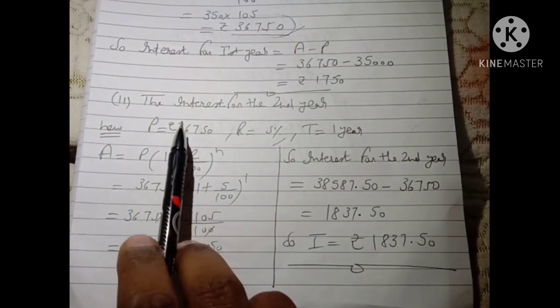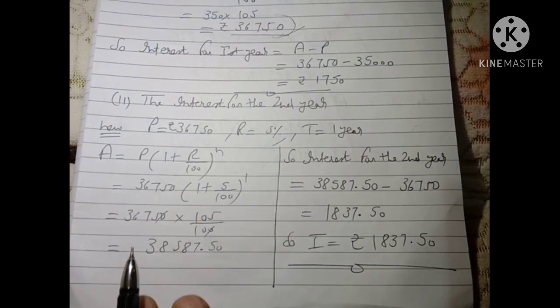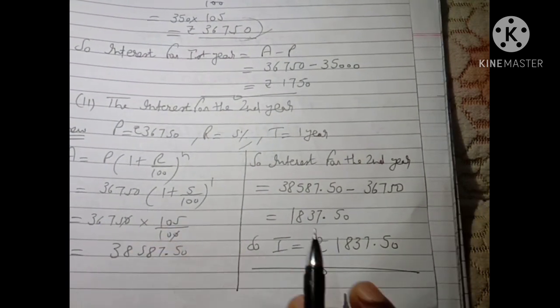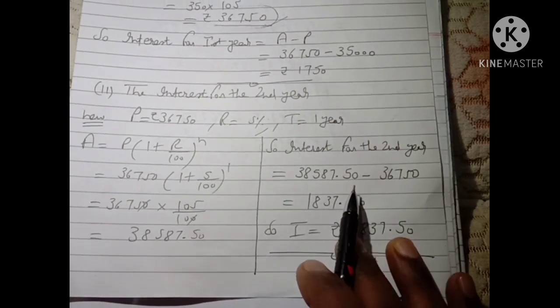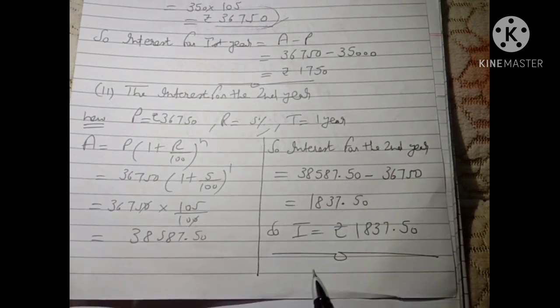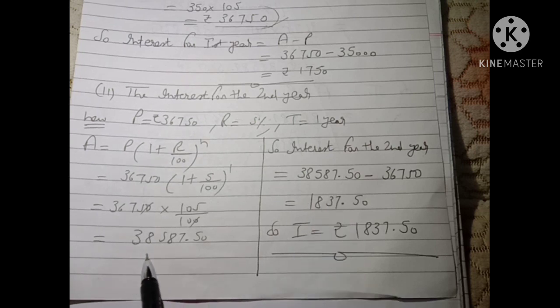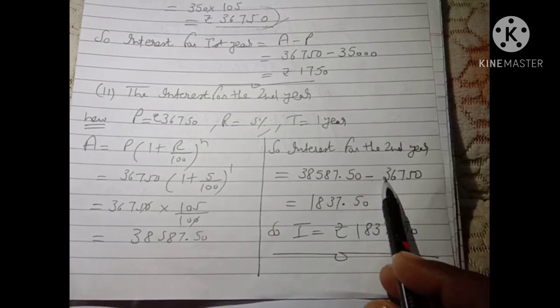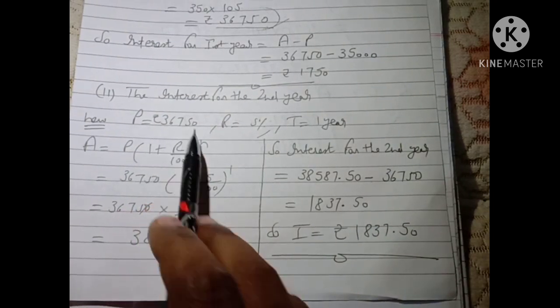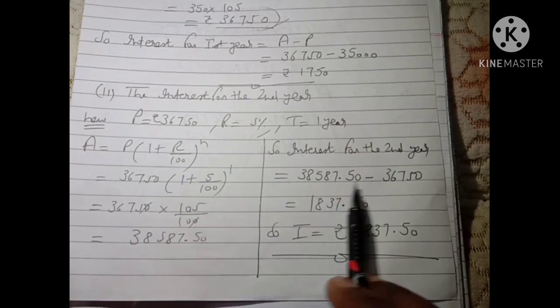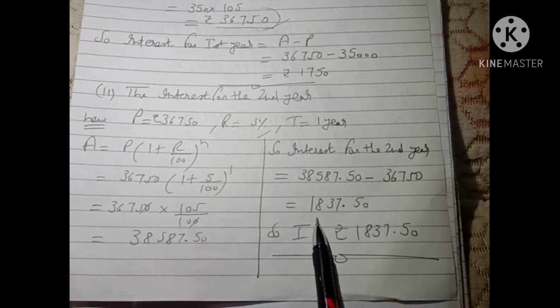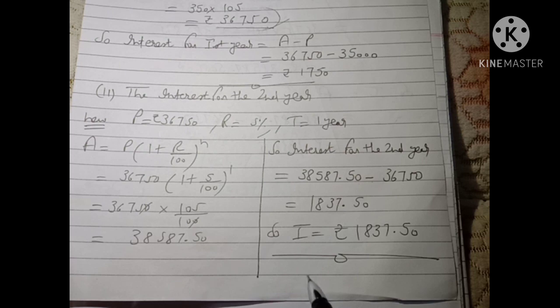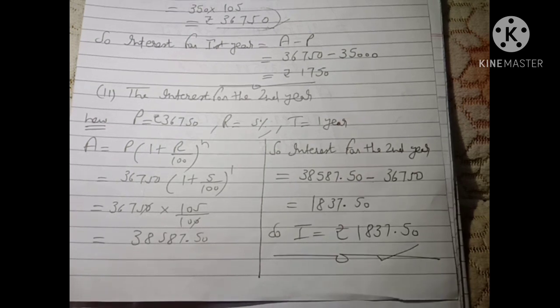So in this case the amount for the second year is 38,587.50 rupees. But now we have to find out the interest for the second year. How can we find out the interest? The same formula that we have to apply in this case again, that is interest is equal to amount minus principal. So the amount for the second year is 38,587.50, minus the principal for the second year, that was 36,750. After subtraction it will become 1,837.50 rupees. So in this case the interest is 1,837.50 rupees. So this is the solution for the second part of the fifth sum.